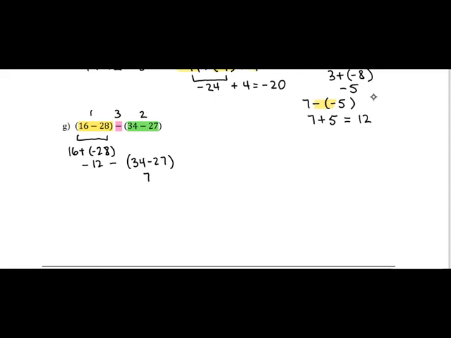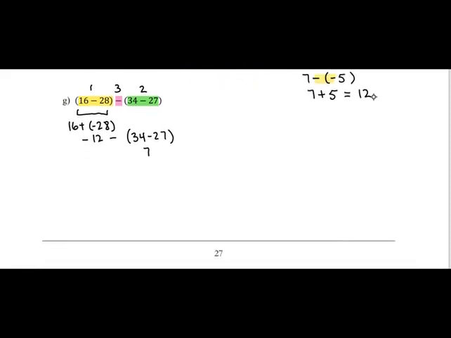I'm going to rewrite this problem one more time so I can finish it up. So I have negative 12 minus 7. That's my step number 3. So step number 1, step number 2, and step number 3.